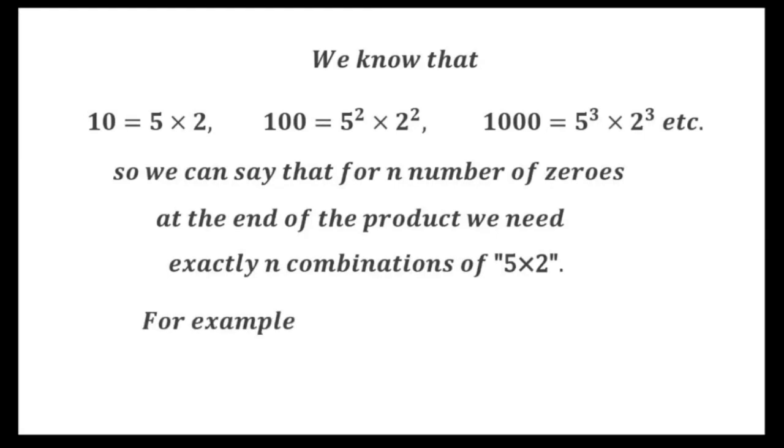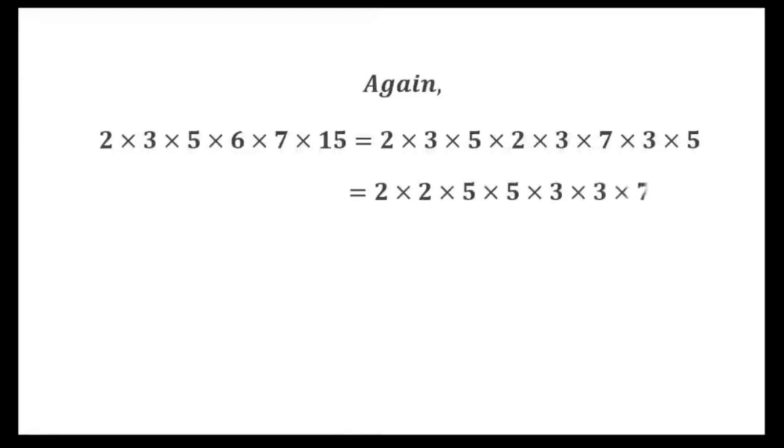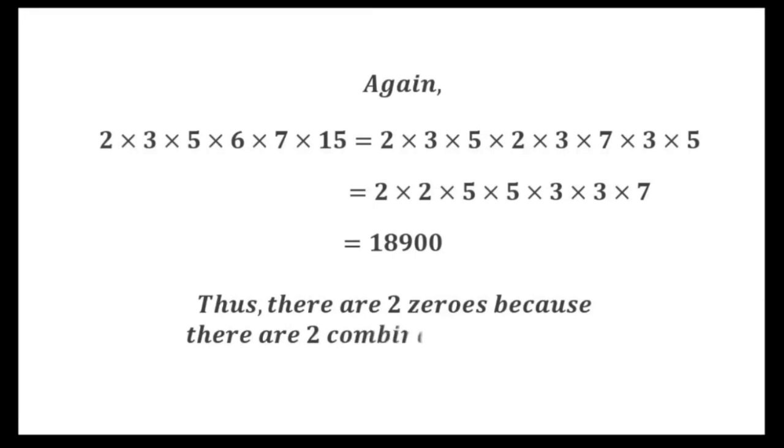For example, we have the expression 2 into 3 into 5 into 7, which makes 210. Here there is only one combination of 2 and 5, so there is only one zero at the end of the product. Again, the expression 2 into 3 into 5 into 6 into 7 into 15 gives 18,900, which has two zeros at the end. Thus there are two zeros because there are two combinations of 5 into 2.